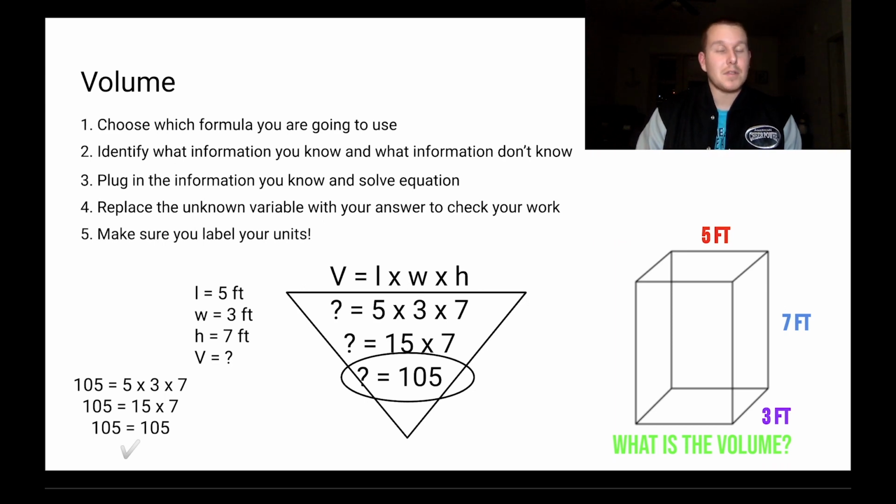And then the very last thing we need to make sure we do is label our units. I've been really harping on you guys about that. It's super duper important. So volume equals 105 feet cubed, or cubic feet. You can kind of go both ways with that. So very, very similar to how we answered perimeter and area. We're just going to be working in that third dimension, so we're going to be working with cubic units.